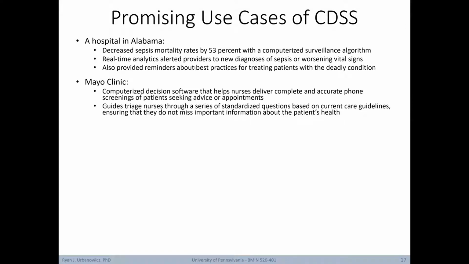At the Mayo Clinic, they have computerized decision software that helps nurses deliver complete and accurate phone screenings of patients seeking advice or appointments. The software also guides triage nurses through a series of standardized questions based on current care guidelines. This is to ensure that they don't miss important information about the patient's health.